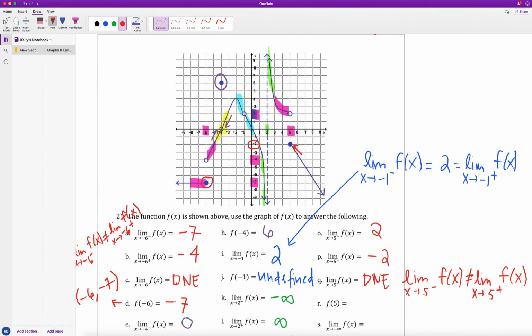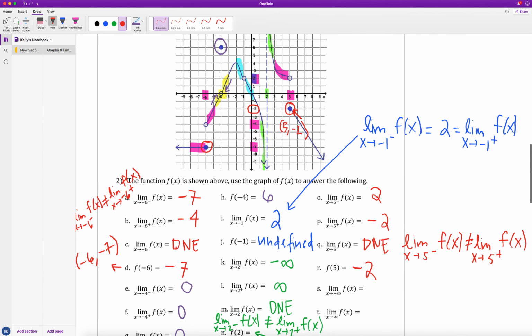So that can't be it. There's no other place, but down here I have my closed circle at 5 comma negative 2, which means that f of 5 is equal to negative 2 then. Now the last two parts of this question are asking for the limits as x goes to negative infinity and then x goes to positive infinity.